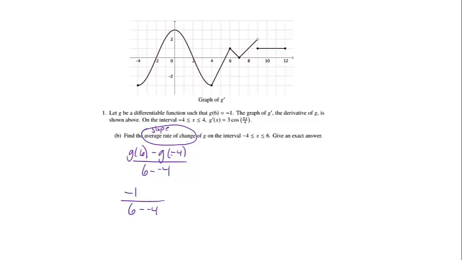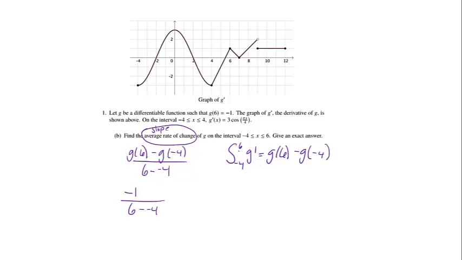Finding g of -4 is going to be a little different, so we're going to go back to what we usually do for these types of problems. If we know g of 6 and we're looking for g of -4, we're going to set up the fundamental theorem of calculus. We're going to go from -4 to 6 of g prime. That will give us g of 6 minus g of -4.